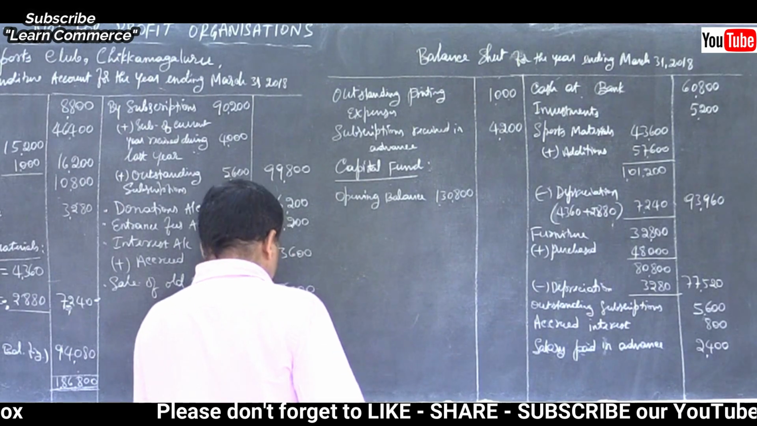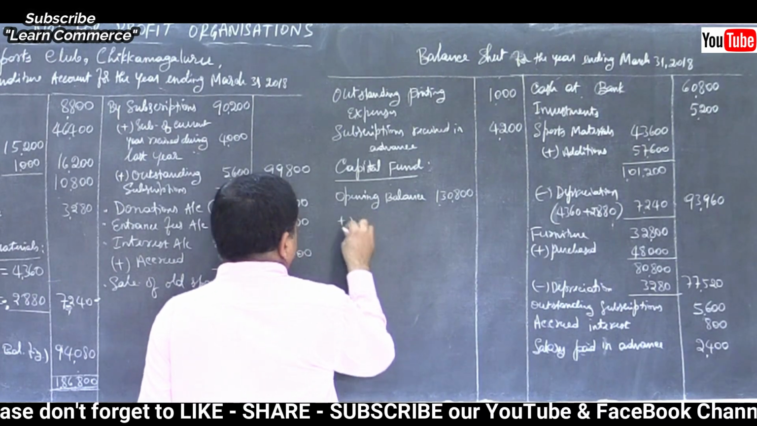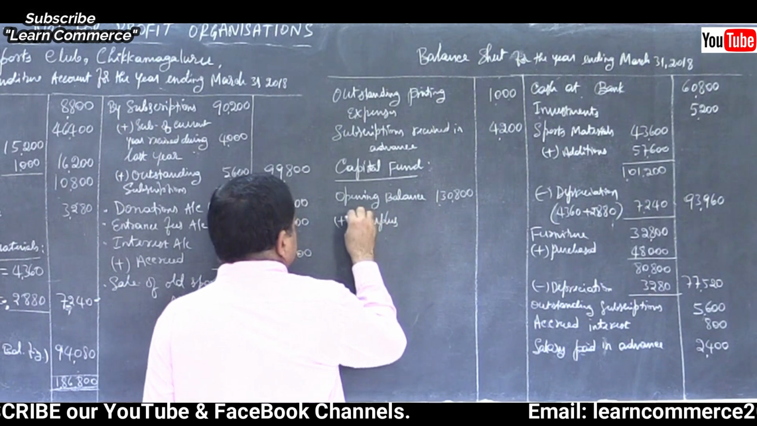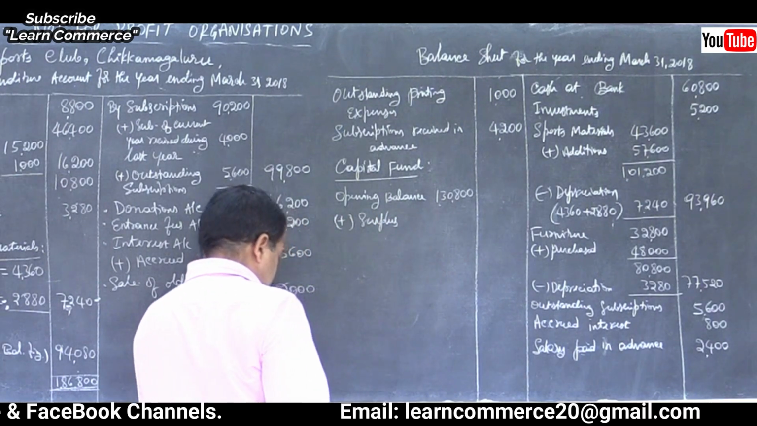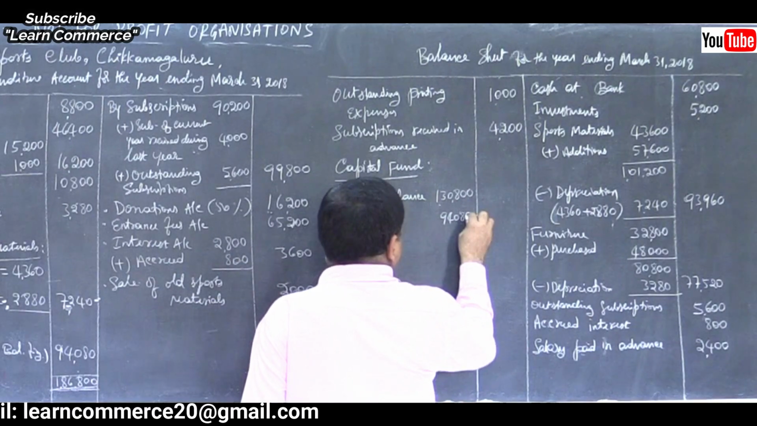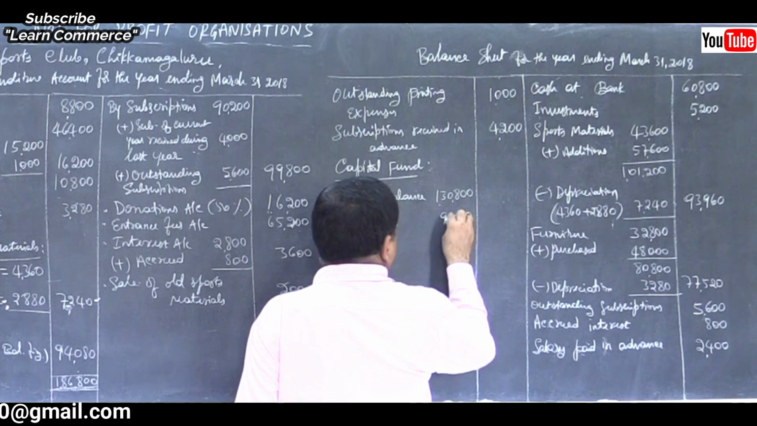Then surplus, isn't it? Refer to your income and expenditure account. Surplus, how much? 94,080.